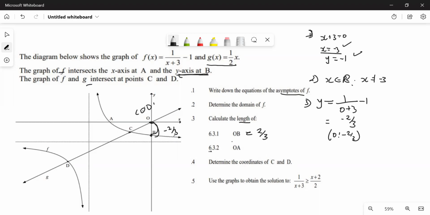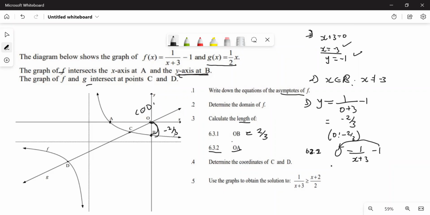Now let's go to 6.3.2. It says calculate OA again. Now what is A here? A is the x-intercept again. What do you know about the x-intercept? You see they're asking x-intercept in another way. Can you see that again? This is x-intercept, but it was asked in another way. So whenever you're still supposed to get the x-intercept, which is going to be equal to 1 over x plus 3, which is going to be minus 1 again.